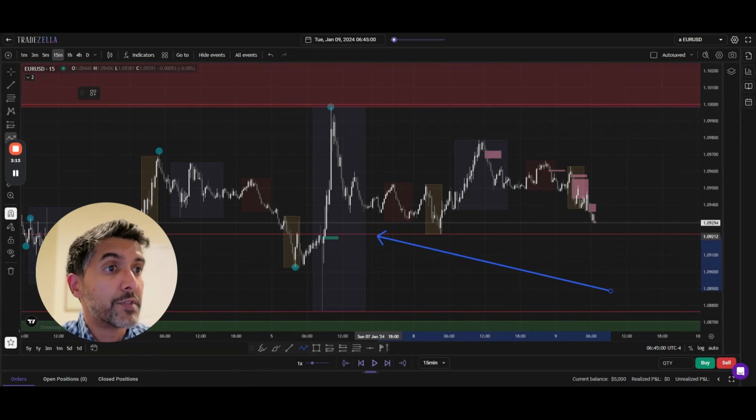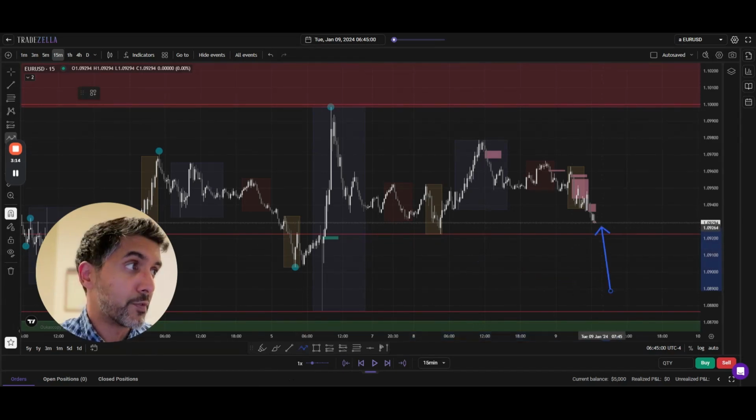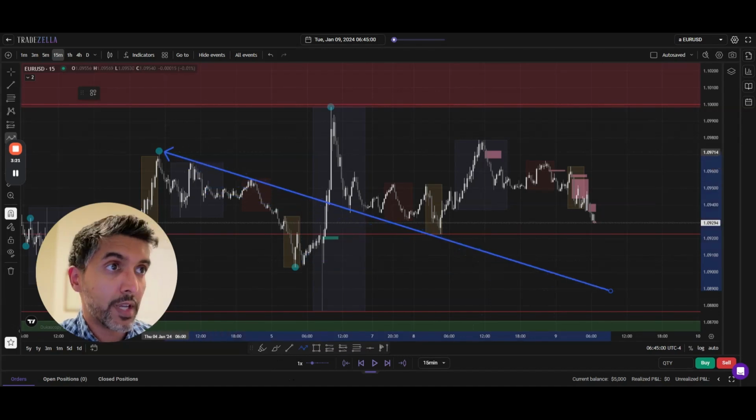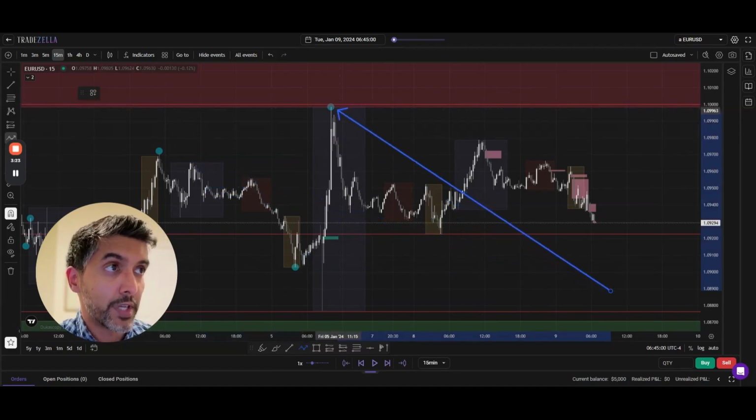So I've turned back the clock here to right before New York session, and we are bullish on the 15-minute. We have a swing low and have broken structure to the upside and created a swing high.